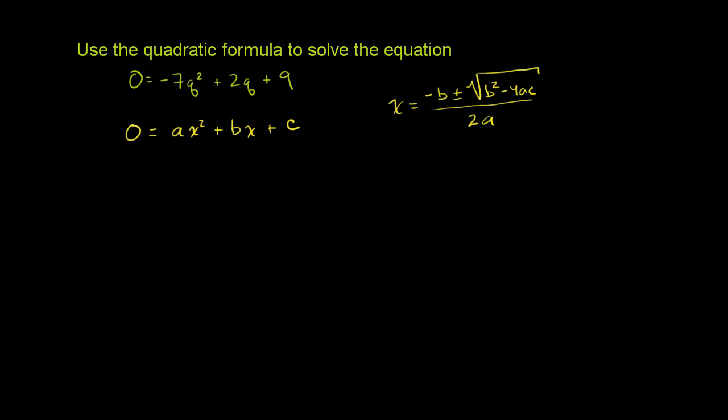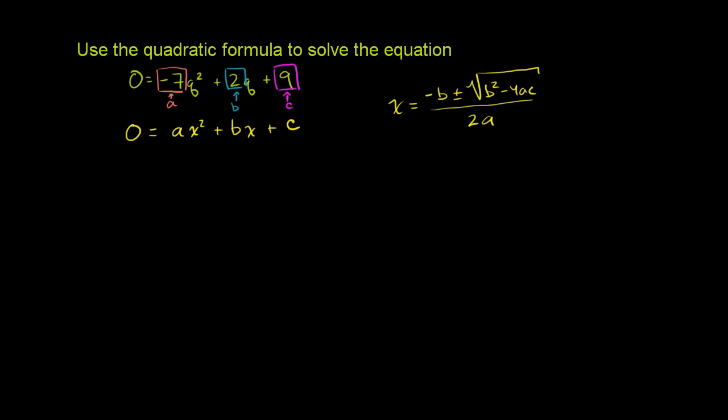So if we look at the quadratic equation that we need to solve here, we can just pattern match. We're dealing with q's, not x's, but it's the same general idea. It could be x's if you like. Negative 7 corresponds to a. That is our a, the coefficient on the second degree term. 2 corresponds to b, the coefficient on the first degree term. And 9 corresponds to c, the constant. So let's just apply the quadratic formula.